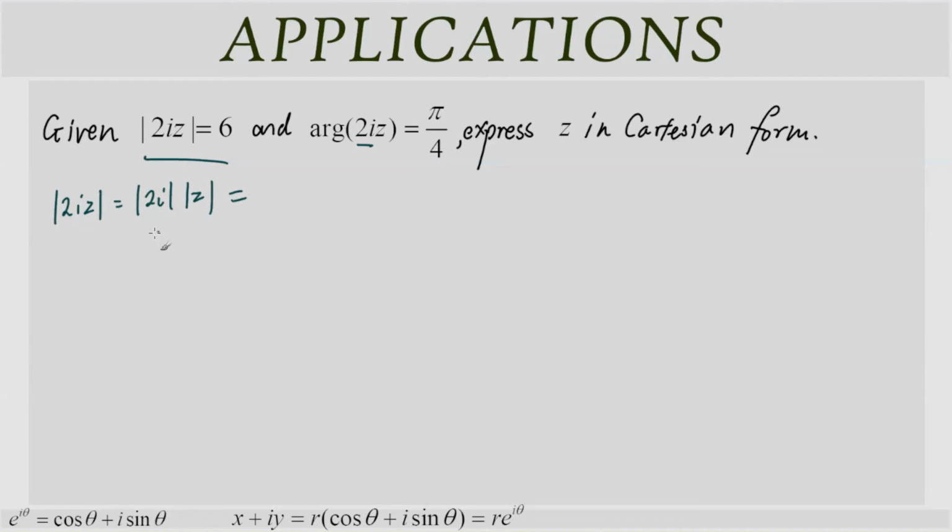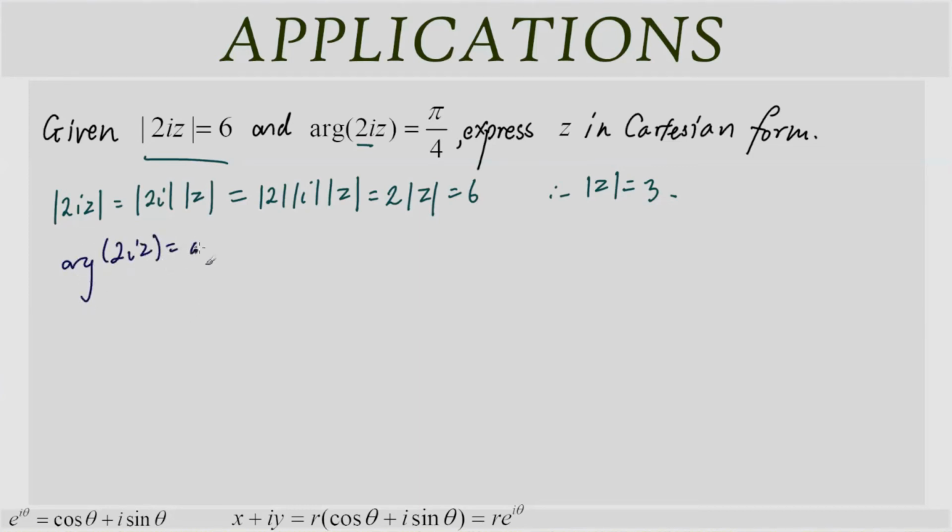The modulus of 2i is just 2. In fact, you can even split them further into the modulus of 2, the modulus of i, and the modulus of z. That's equal to 2 times 1 times the modulus of z, that's 2 modulus z, and it's equal to 6. So we get the modulus of z is equal to 6 over 2, that's 3. Now let's talk about argument. The argument of 2iz is equal to the argument of 2i plus the argument of z.